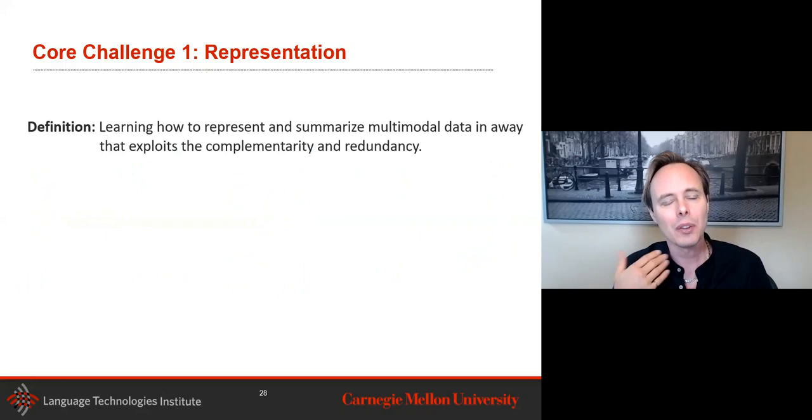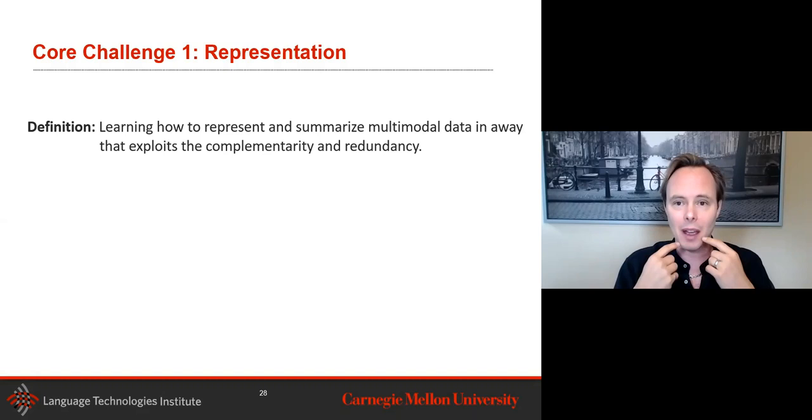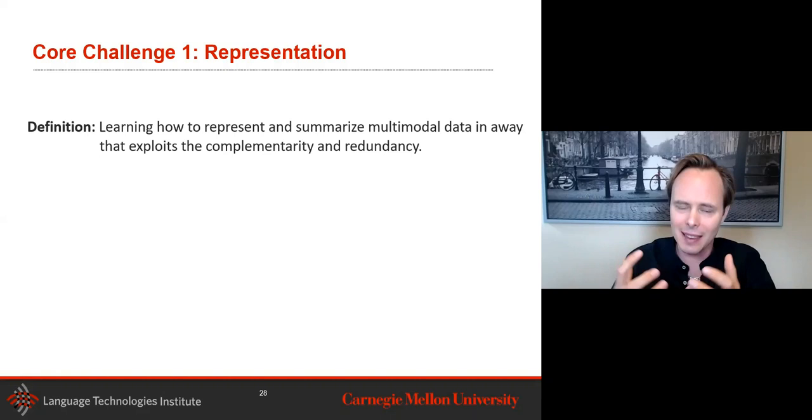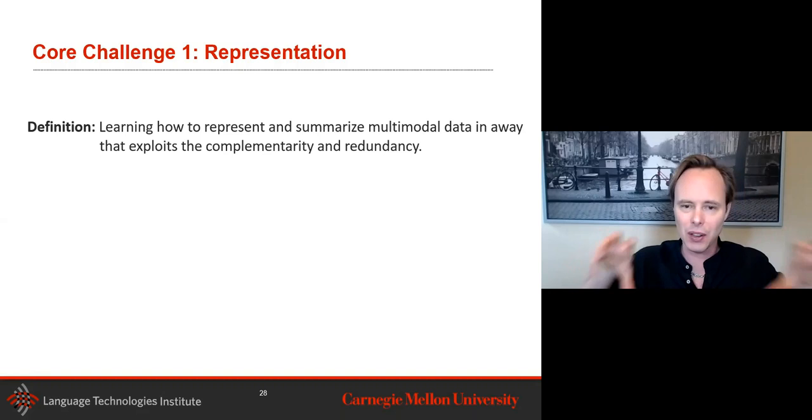So the representation challenge can be formalized as learning how to represent and summarize multimodal data in a way that exploits the complementarity and redundancy. If you remember, in audiovisual speech recognition, it turned out there's a lot of redundancy between what I say and my lips. My phoneme, what you hear, is similar to my viseme, my lip contour. So this is redundancy, and you want to take advantage of that redundancy, maybe to be more efficient and more robust. But you also want complementarity, like the McGurk effect, where two things by themselves are not sufficient and you need to bring them together.